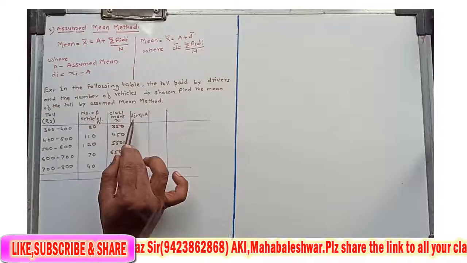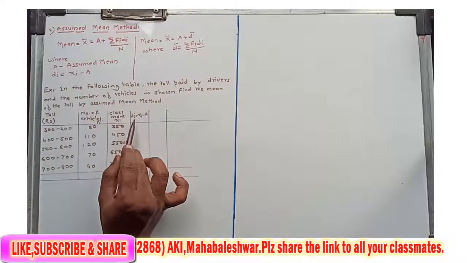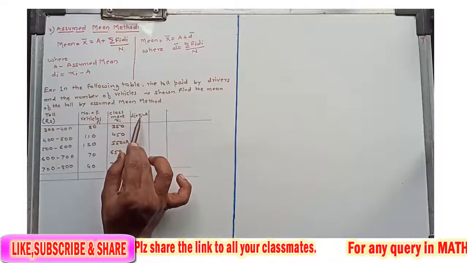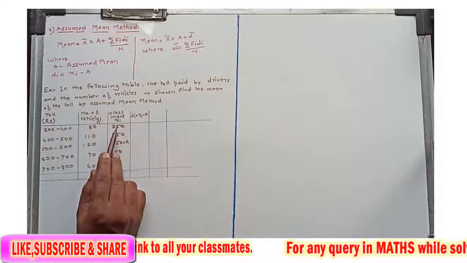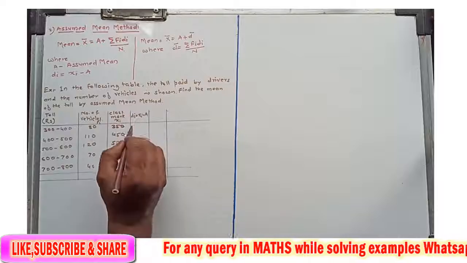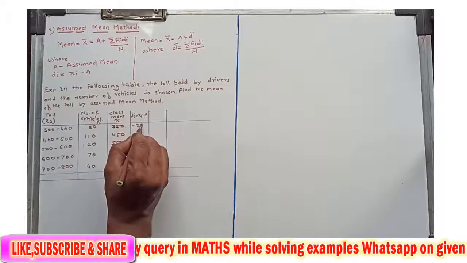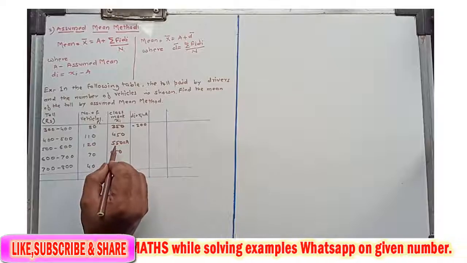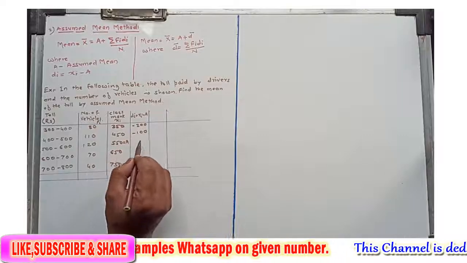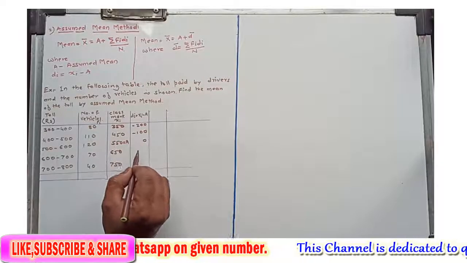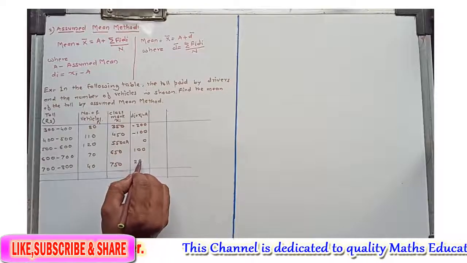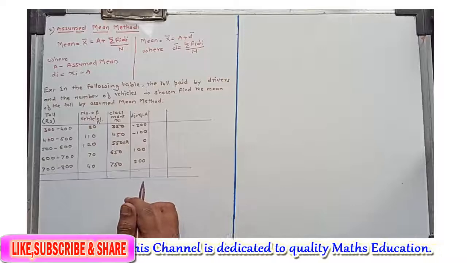First we find the first value for di, that is d1. If you put i equal to 1, then you will get d1. d1 is equal to x1 minus a, here x1 is 350 minus a. 350 minus 550 will be minus 200. Then 450 minus 550, for the second value, it will be minus 100. 550 minus 550 is 0. 650 minus 550 is 100, and 750 minus 550 is 200. These are the values for di.